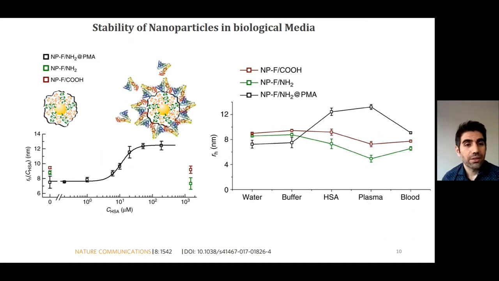So here, you can see some nanoparticles and their stability inside water, buffer solution, human serum albumin, plasma, and blood. Because as you can see here, their hydrodynamic radius, RH, is changing. This is because the interaction of the nanomaterial that you fabricate for biomedical applications differs from one media to another media.